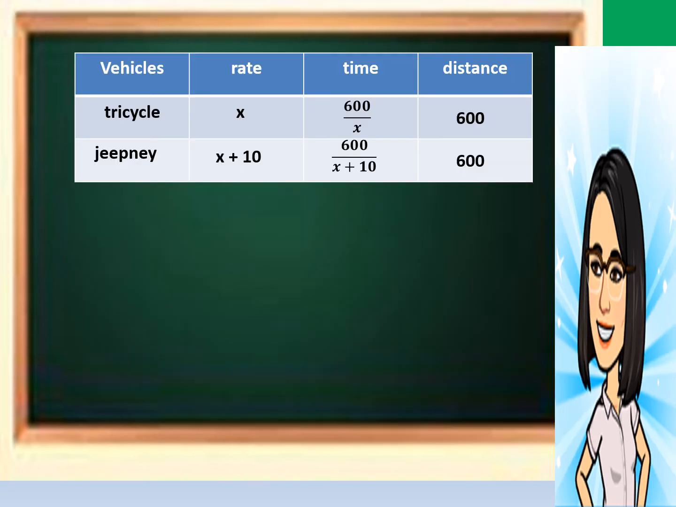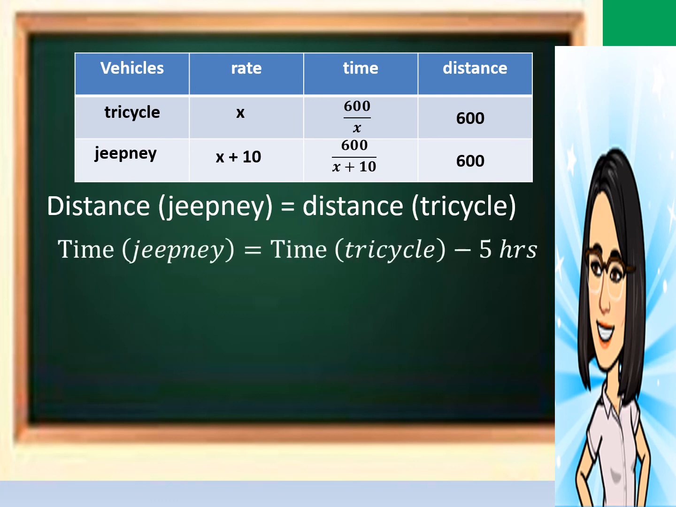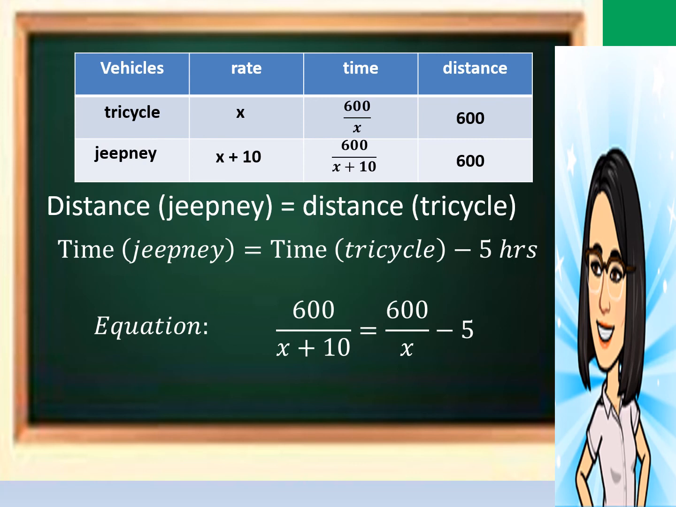So this is our obtained table. Again, observe that both jeepney and tricycle traveled the same distance. The time traveled by the jeepney is 5 hours less than the tricycle. So, our equation can be written as 600 over x plus 10 is equal to 600 over x minus 5.